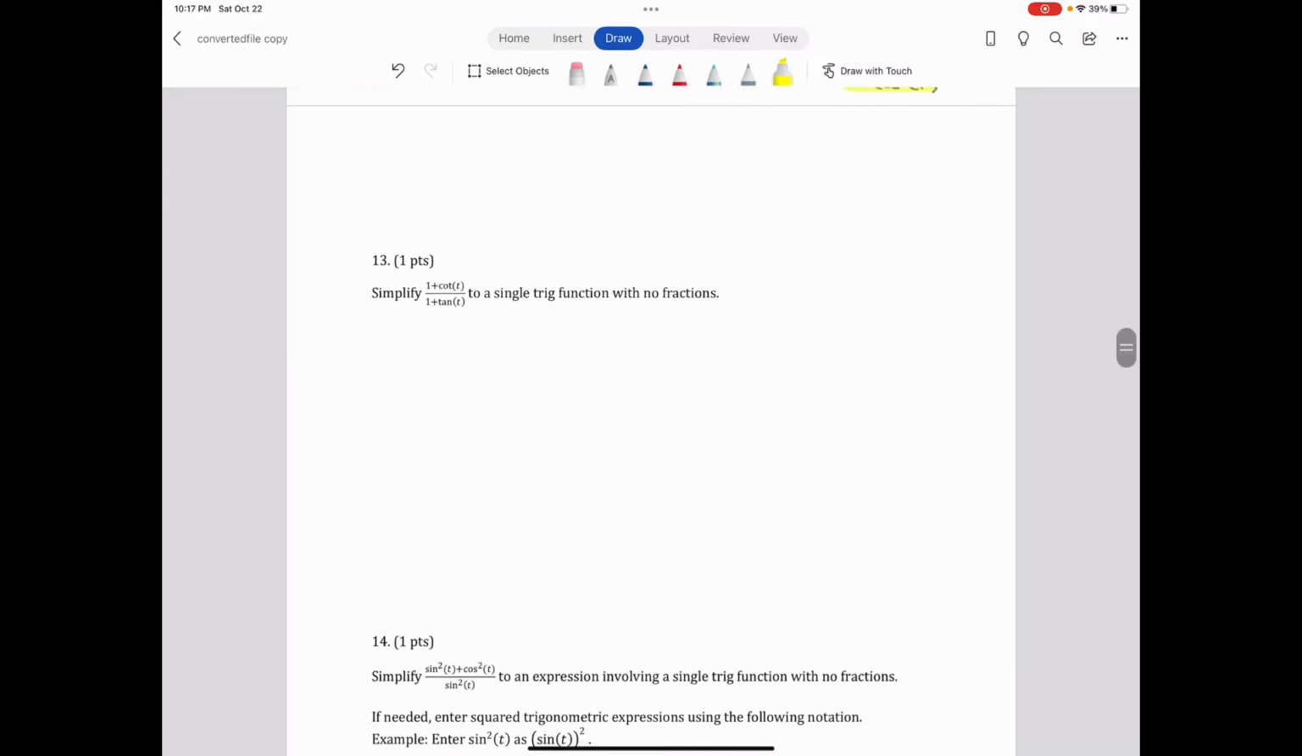Number 13, we have 1 plus cotangent t over 1 plus tangent t. So I'm going to rewrite this as 1 plus cotangent is cosine over sine divided by 1 plus tangent is sine over cosine. So I'm going to work on the numerator by itself and the denominator by itself and then combine them at the very end. So the numerator is equal to 1 plus cosine t divided by sine t.